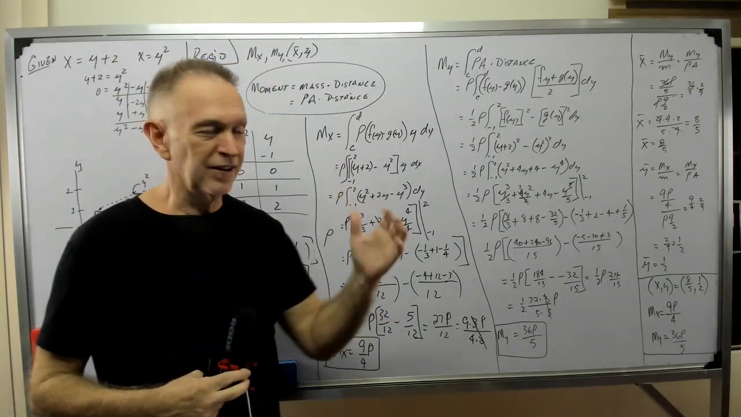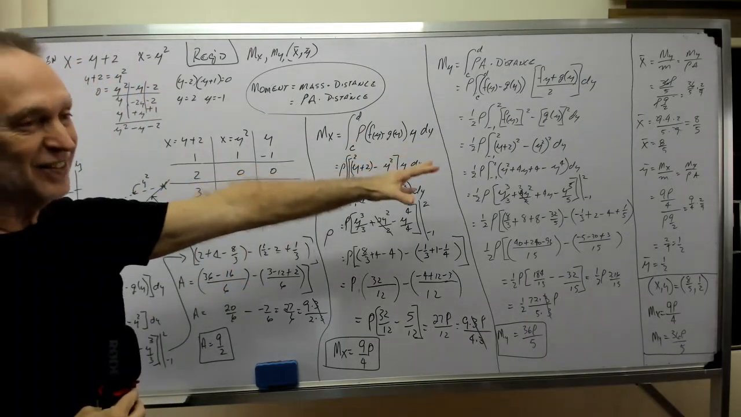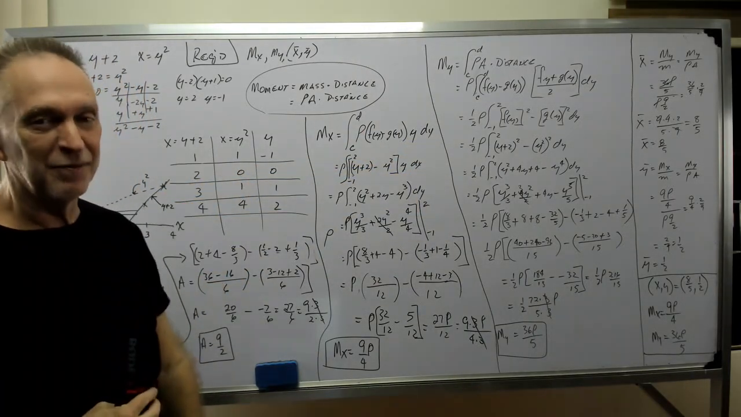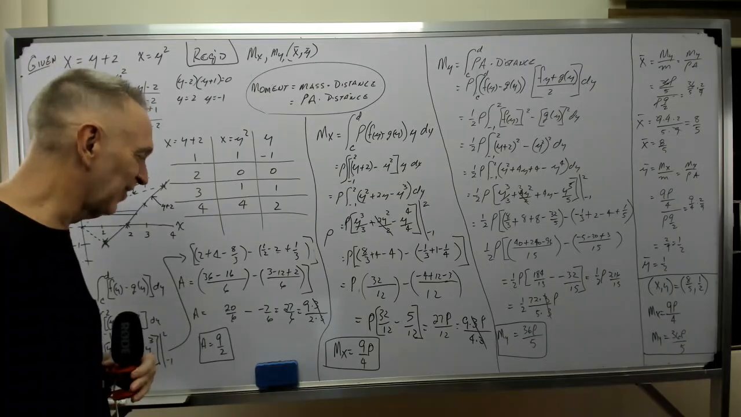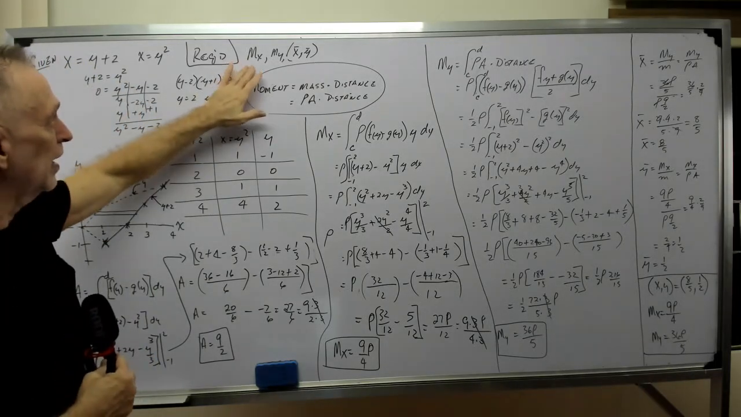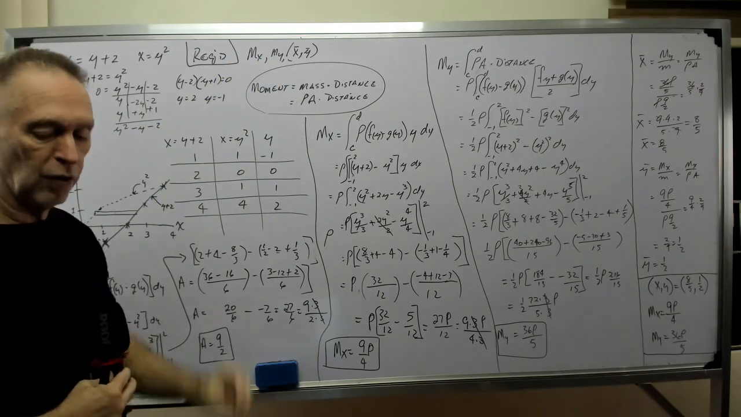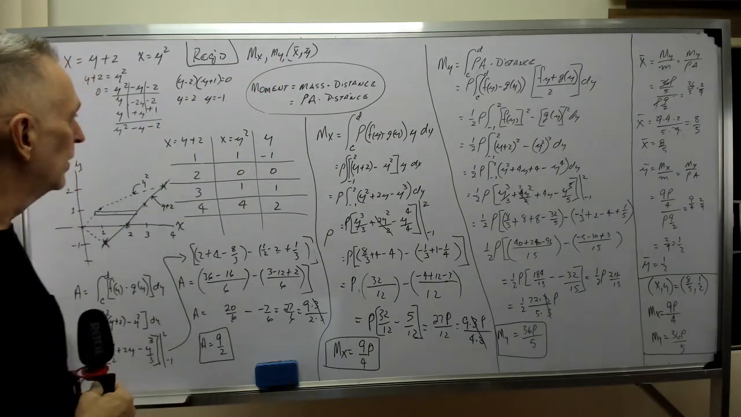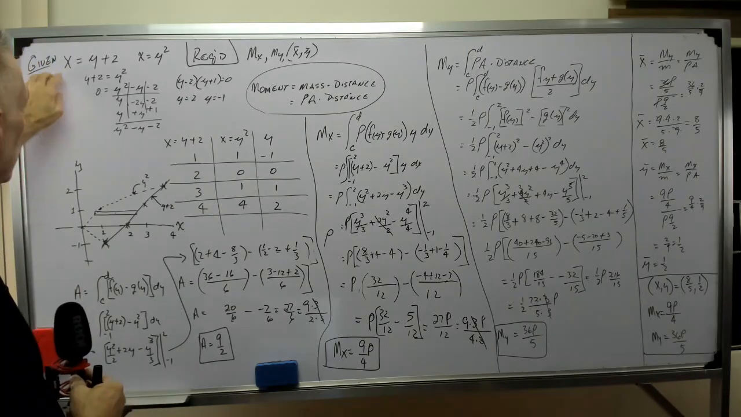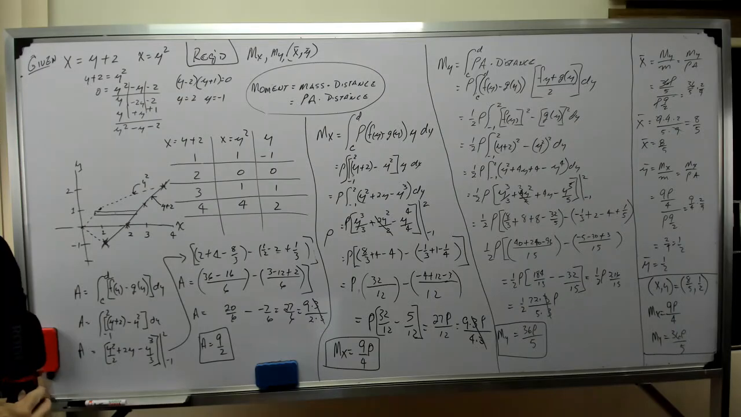Don't freak out. I worked this problem out just so we wouldn't have a video that's 2 hours long. Our goal here is to find the moments about x, the moments about y, and then the centroid, x bar and y bar. We're given that x equals y plus 2 and x equals y squared.